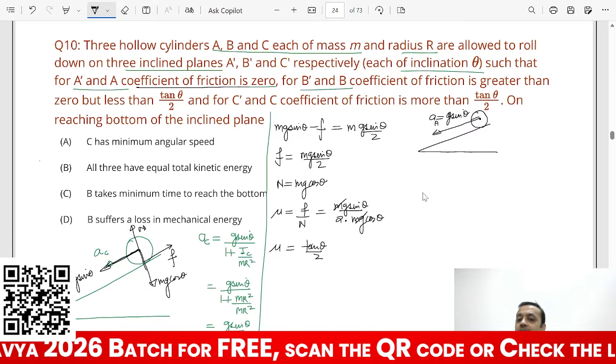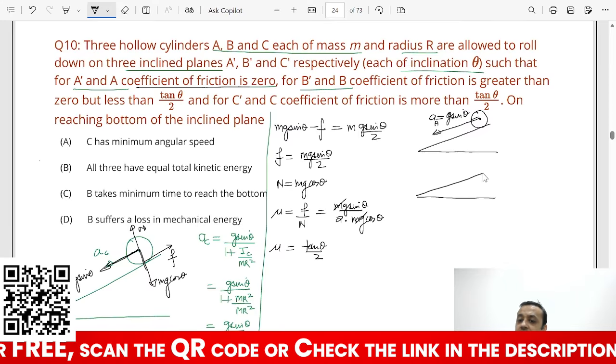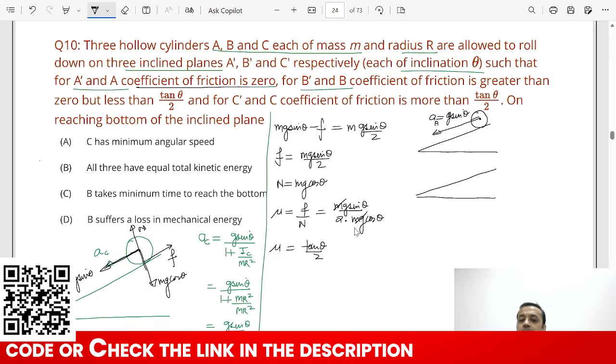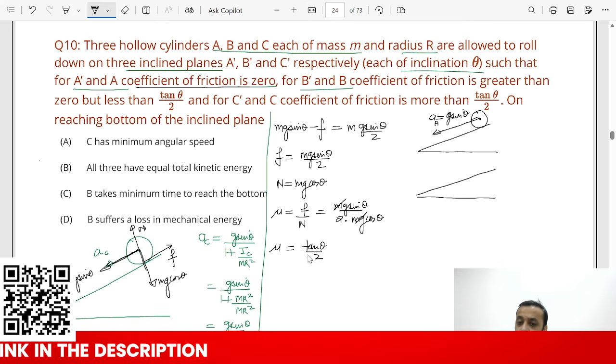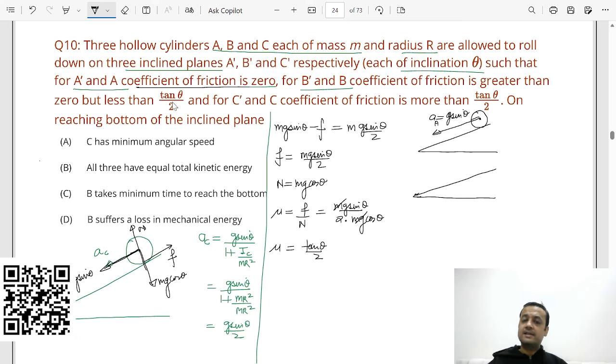Now see, in the second case, what will happen? Friction is present, but it is not sufficient for pure rolling to happen, because the minimum mu we require is tan theta by 2, but we have less than tan theta by 2. So the body will not be able to pure roll. I mean, it will roll, but it will not be pure rolling. The body will come down with sliding friction. That means friction will not be able to provide sufficient torque. So the body will slide down, but friction will act as a sliding friction, which is called kinetic friction.